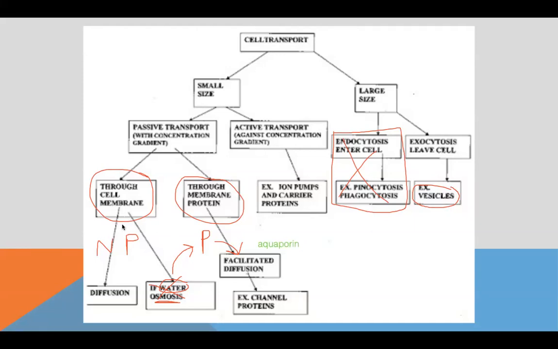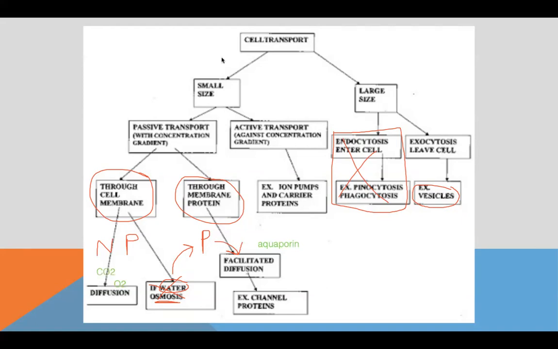Really what we're worried about is non-polar stuff that is small, which can go right through the cell membrane. So for example, CO2 is a small and non-polar molecule, so that can go right through the membrane. Or for example, O2 is a small and non-polar molecule, so that can go right through the membrane.